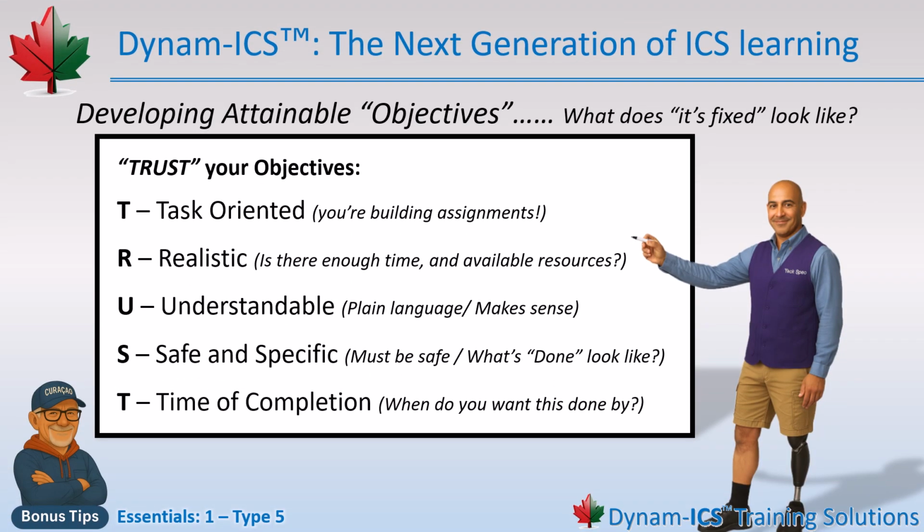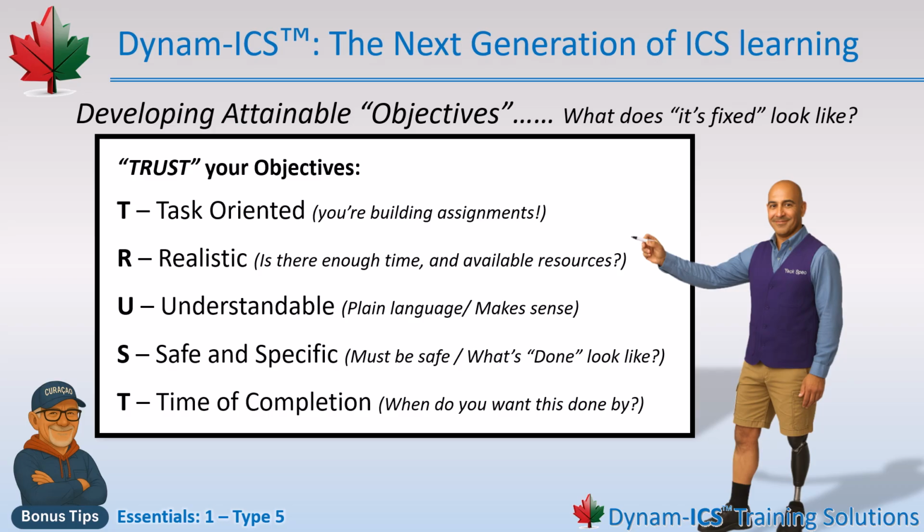When building solid, attainable objectives, Dynam-ICS developed the TRUST test, a simple way to make sure every objective has all the components it needs for successful operational assignments. Each objective should be TRUST: T, task-oriented; R, realistic; U, understandable; S, safe and specific; T, time of completion. If your objective passes the TRUST test, it's ready to go.